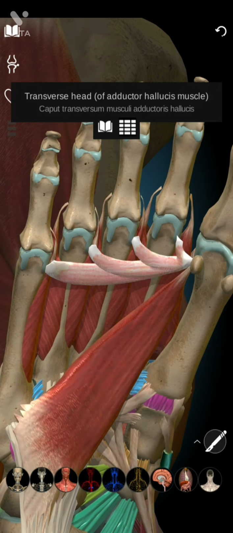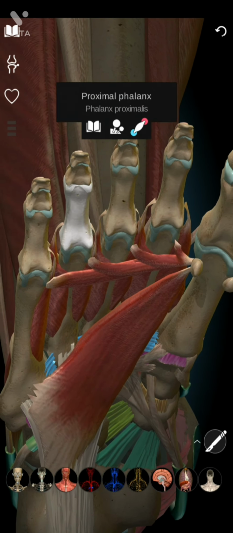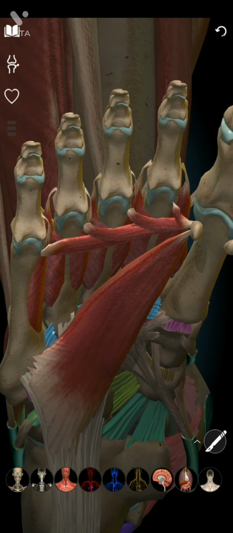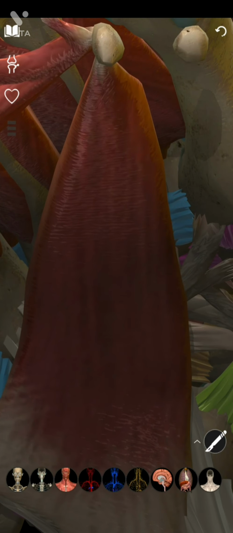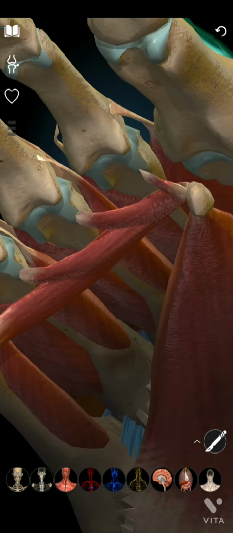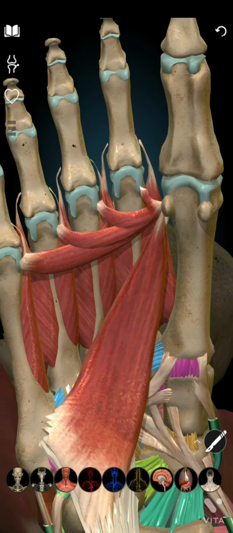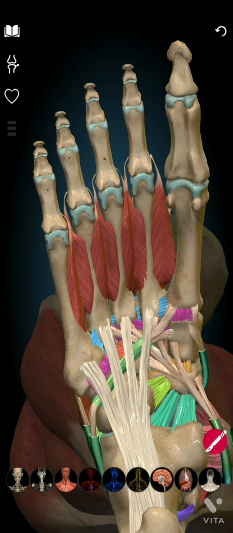Coming to the transverse head. This transverse head is going to originate from the under surfaces of the metatarsals of the four digits. The medial most part, as you can clearly observe here, the under surface of the metatarsals on the medial side. Okay, they're going to originate and insert on the under surface of the metatarsal of the first digit. Yeah, that's it, we are done.